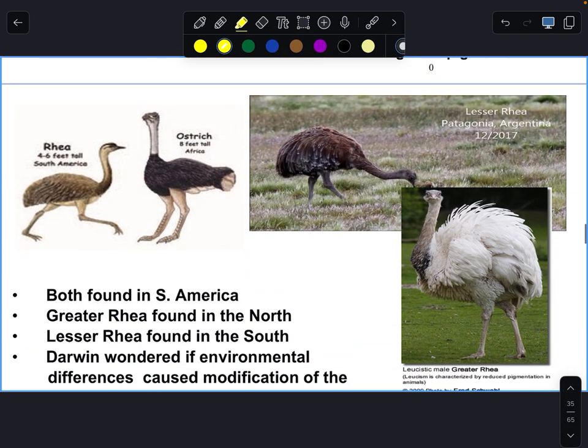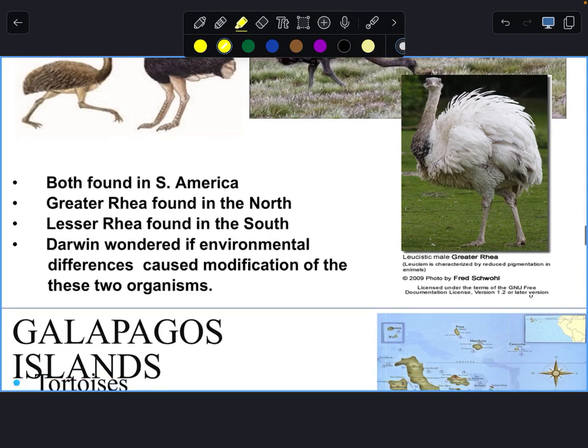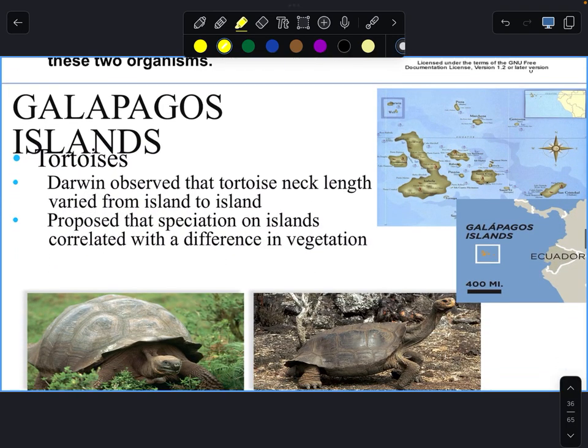And so he's kind of thinking about these questions like the ostrich and the rhea, the emu. Why do they look so similar? One of the greatest places he went was the Galapagos Islands, and we'll watch a video about them hopefully in class. In the Galapagos Islands, he noticed that the tortoise neck varied in length from island to island.